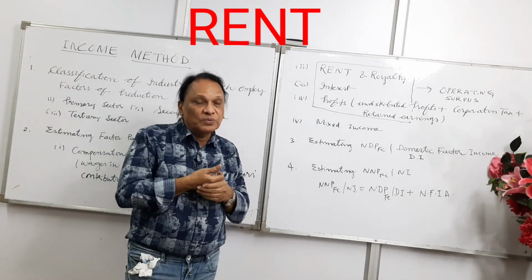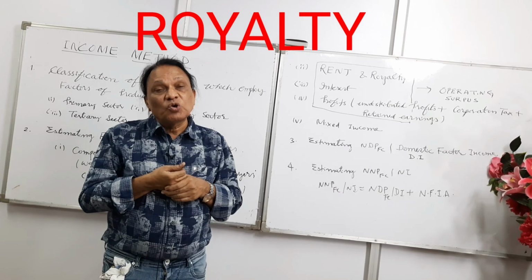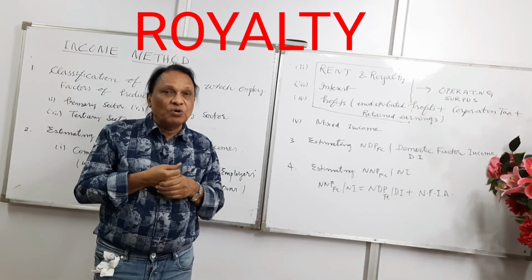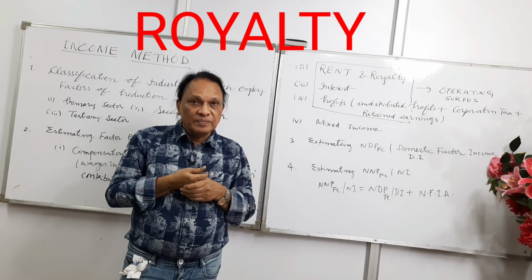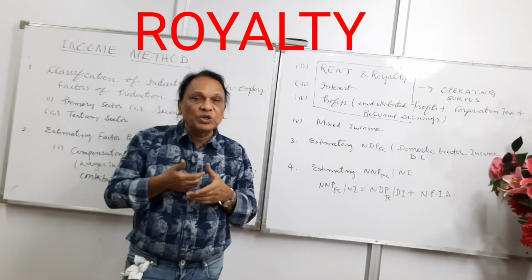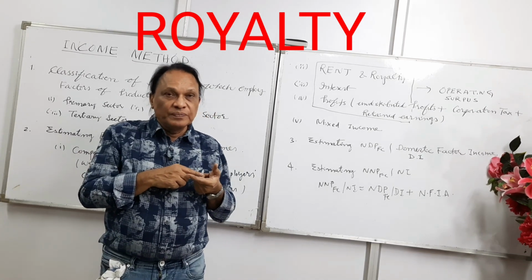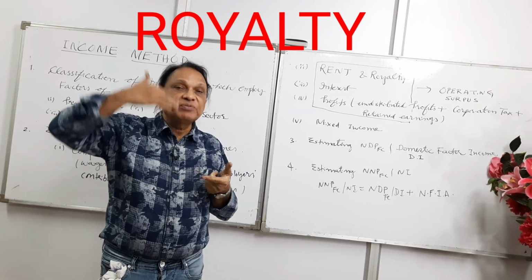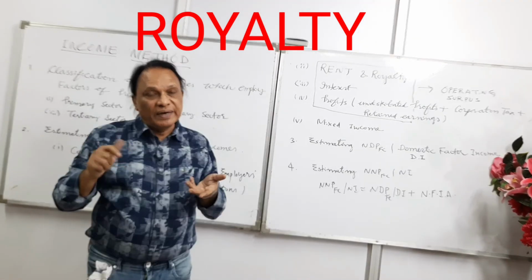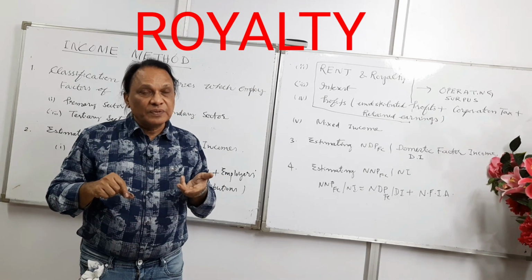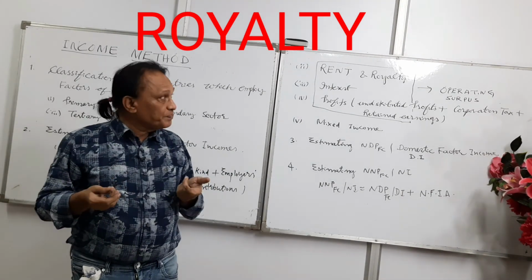Rent is paid to land, which you know. Rent and royalty. What is royalty? Royalty is a payment made for the use of underground wealth, mines, coal mines. When you give it, you get royalty, or for the use of patent rights or copyrights or trademarks. Some people have the trademark, they give it to someone else to manufacture, so they get royalty. So royalty is a payment for the use of underground wealth, patent rights, copyrights, and trademarks. That is royalty. It's a kind of rent.